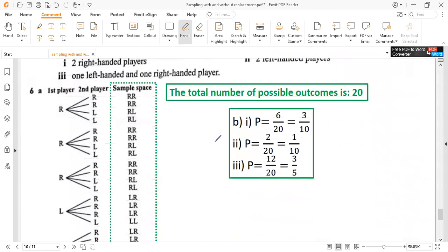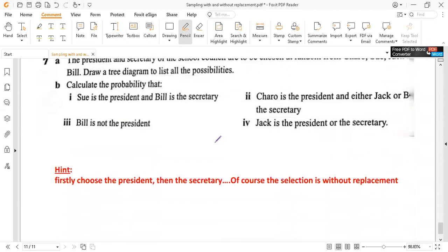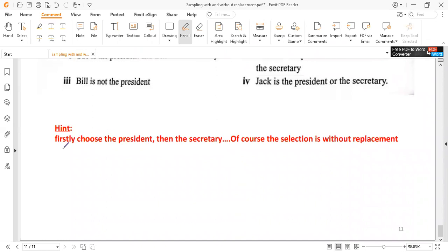Okay, and you can complete the rest by yourself. The following exercises are very easy, and you can also read the hints to solve your remaining exercises properly and correctly.